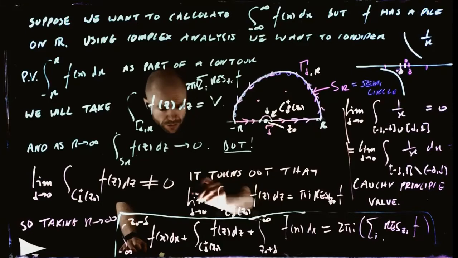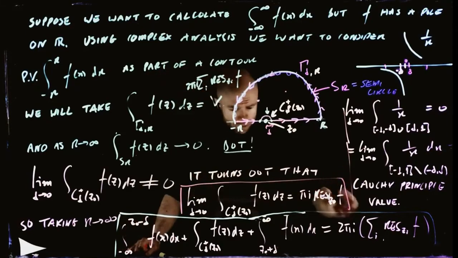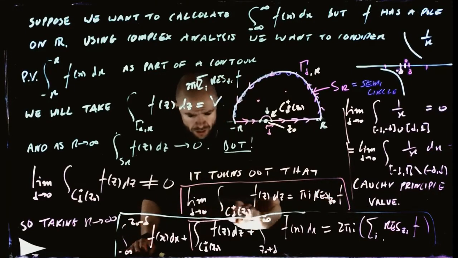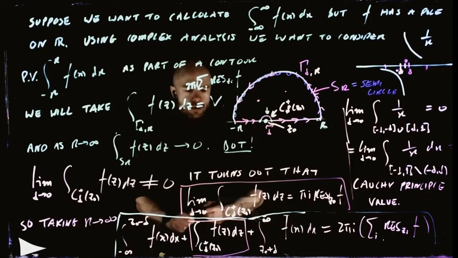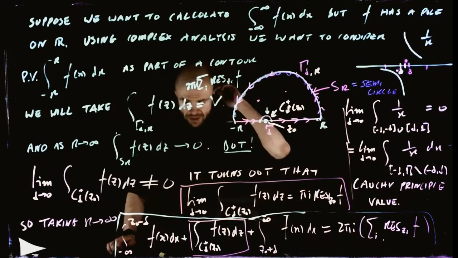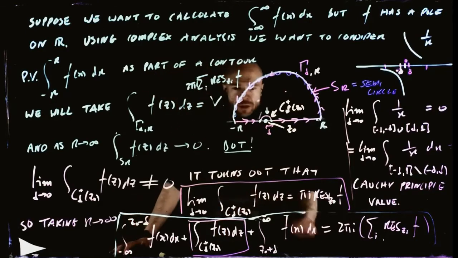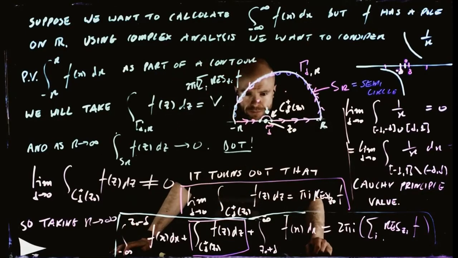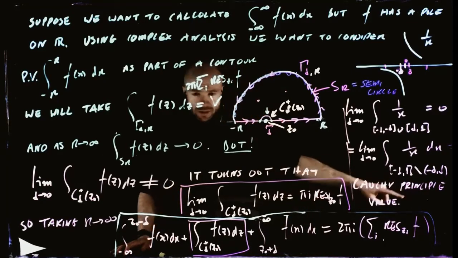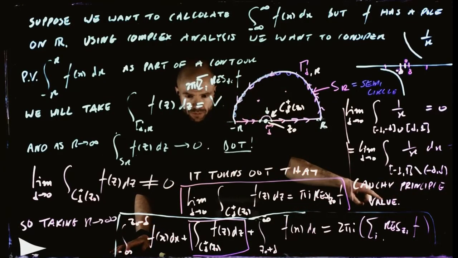So if this thing I just claimed is actually true, then we're okay, because this guy, which is messing things up for us, we can take the limit as delta goes to 0 and know exactly what it is. So then we can just put it onto the other side.